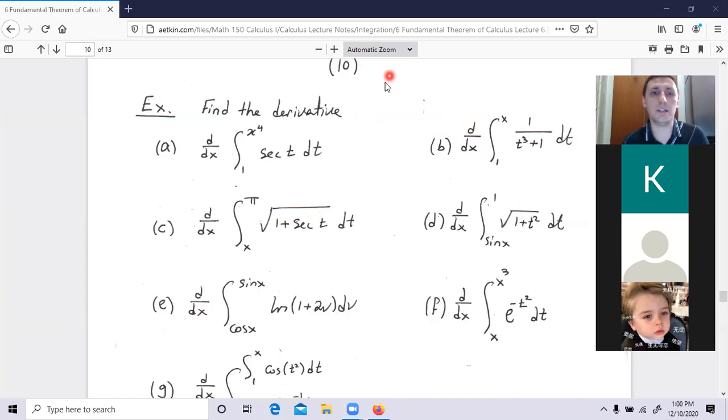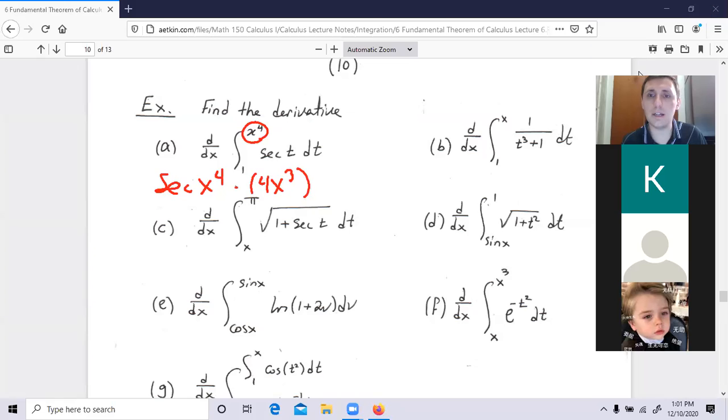So here is the answer to 1. The derivative is: you always plug in this value, so it's secant of x to the 4, and then multiply by the derivative of that value. It's the chain rule, so it's 4x cubed. Yes?